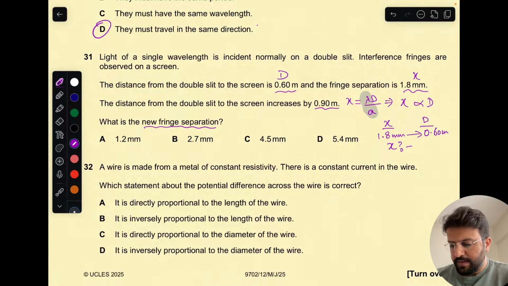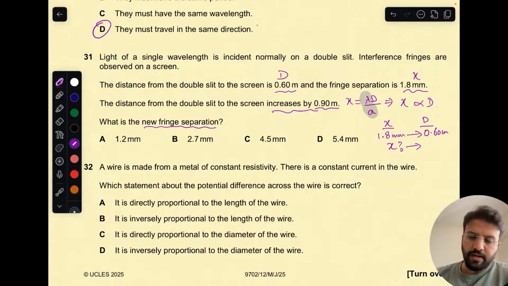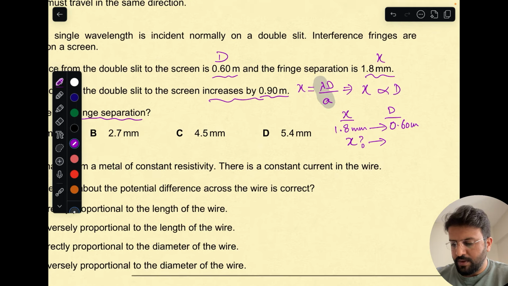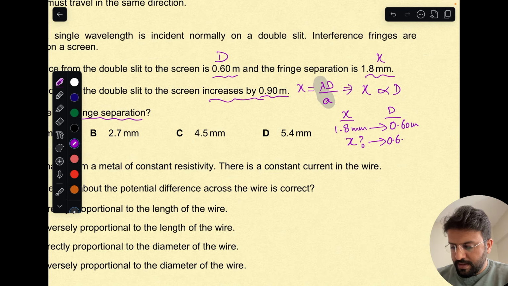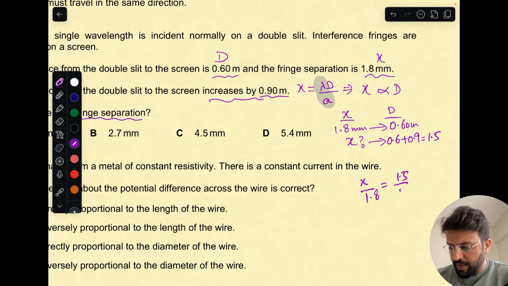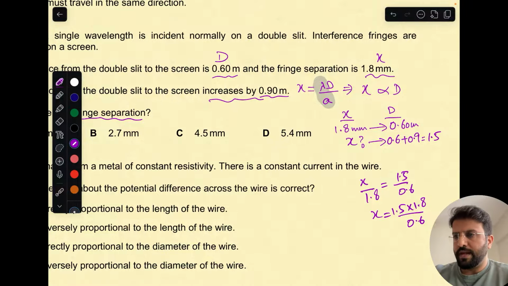What will be the x when d increases by 0.9? It was already 0.6 and increases by 0.9, it means 0.6 plus 0.9, that will be equal to 1.5. Using the comparison method, we get x over 1.8 is equal to 1.5 over 0.6. So x is 1.5 into 1.8 divided by 0.6. That will give you 4.5 millimeter. It's option C, that is correct.